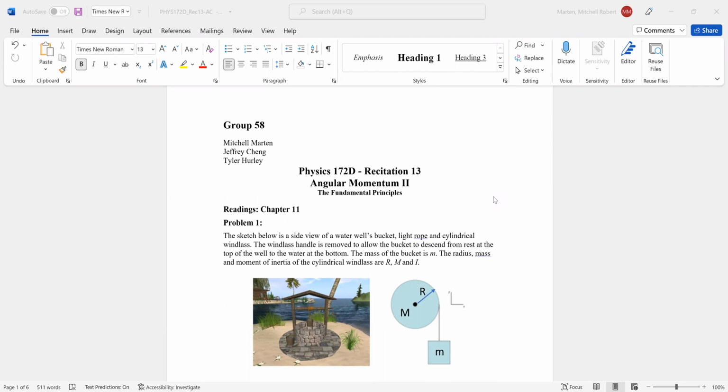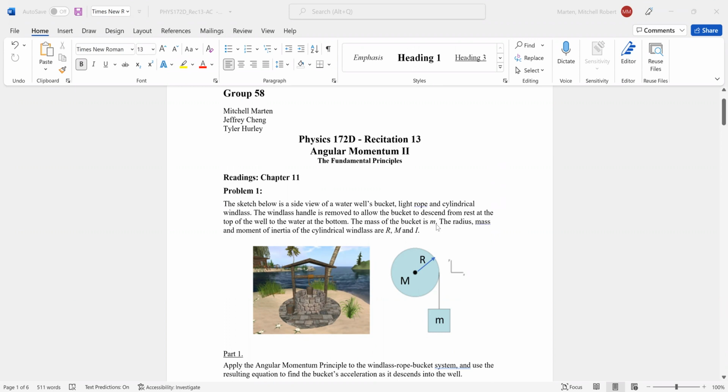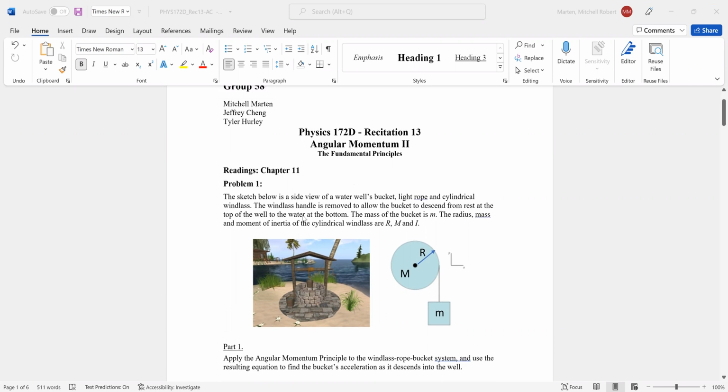It's about angular momentum again. I thought this recitation was really hard. What about you guys? Yeah, it was pretty difficult compared to the last one for sure. Yeah, I think I came up with some good answers.